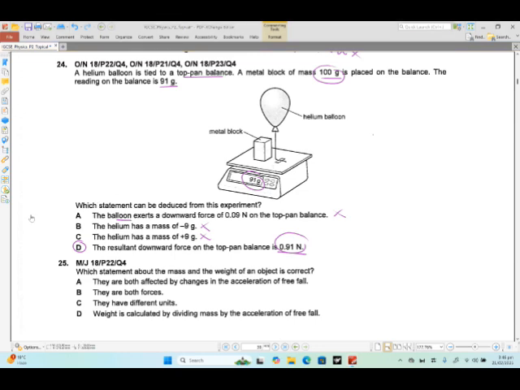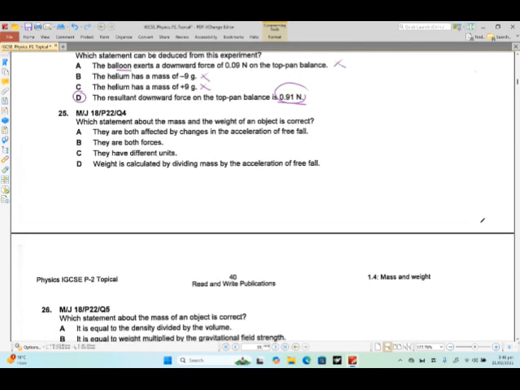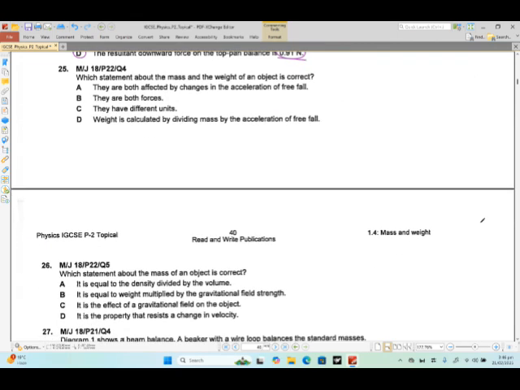ठीक हो गया? Okay, moving forward to question number 25. Which statement about the mass and weight of an object is correct? They are both affected by changes in acceleration of free fall. Acha, they are both forces. They have different units. They are both forces भी नहीं होगा. They are both affected ये भी नहीं होगा. Yes, their units are different.